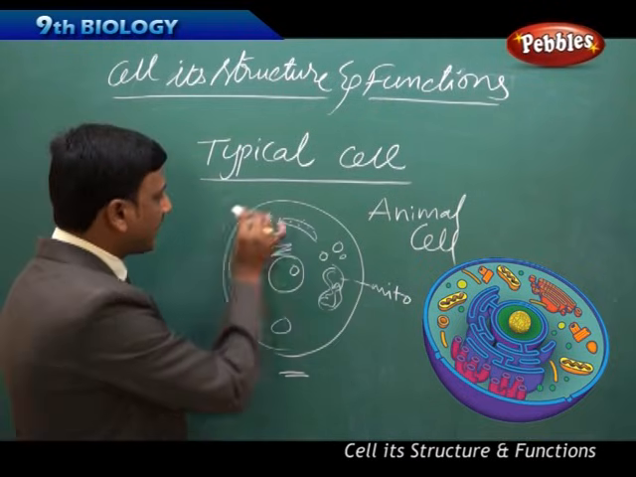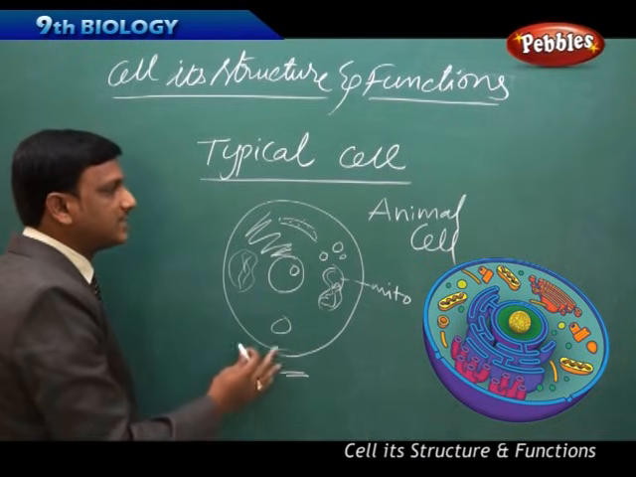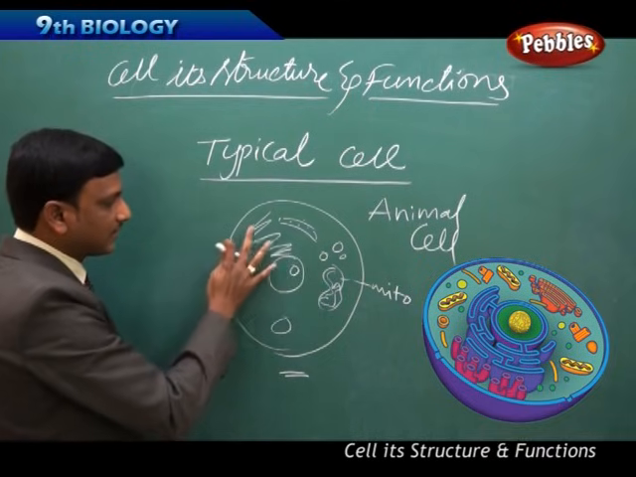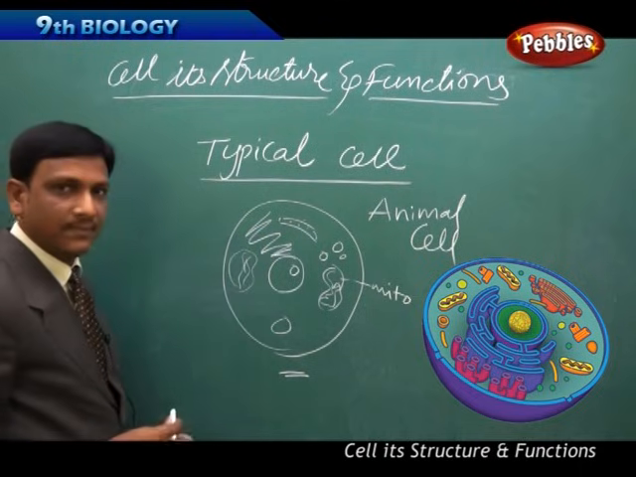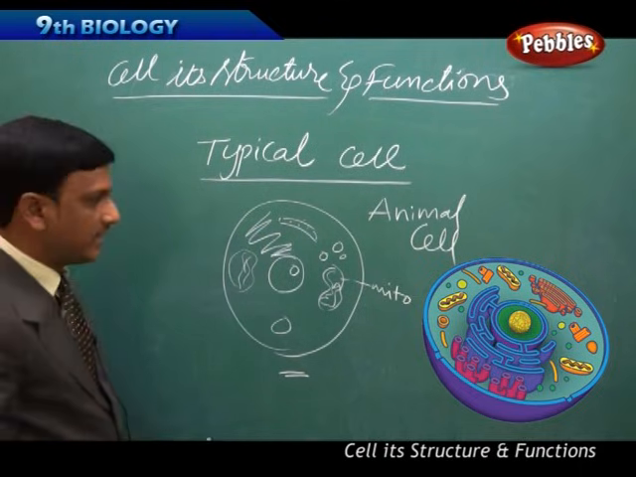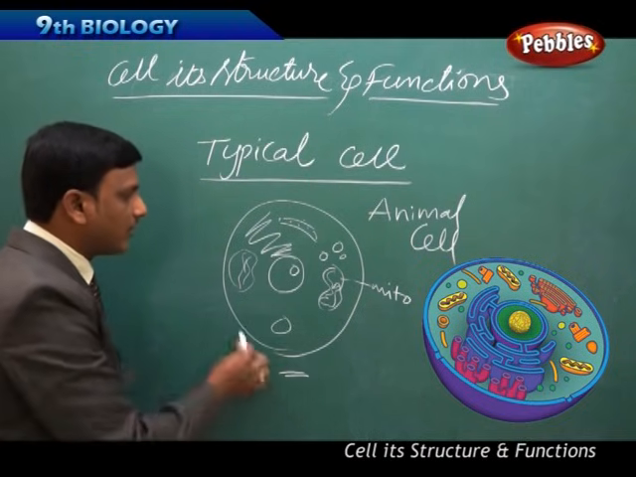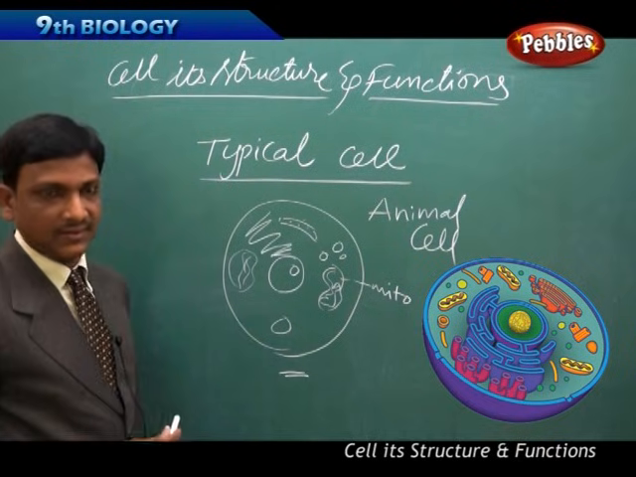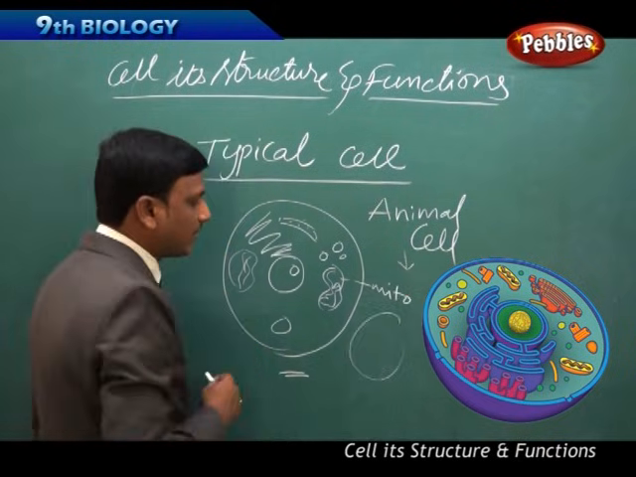So we are drawing a general diagram. This is a general diagram which represents an animal cell, showing all the cell organelles which generally appear in an animal cell. It is called a typical cell. So a typical cell may not exist as it is. We are drawing a generalized diagram of animal cells. That means different cells of animals have different kinds of cell organelles.